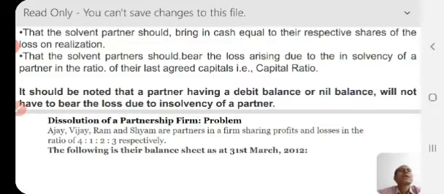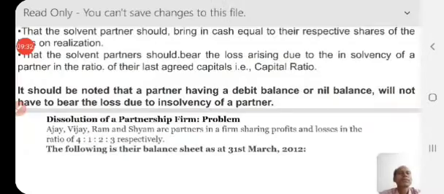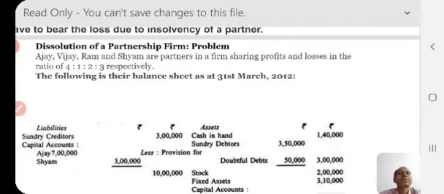Okay. So now we shall move to a problem. See this problem. There are 4 partners: Ajay, Vijay, Ram and Shyam. Now I shall read the problem. Listen carefully.